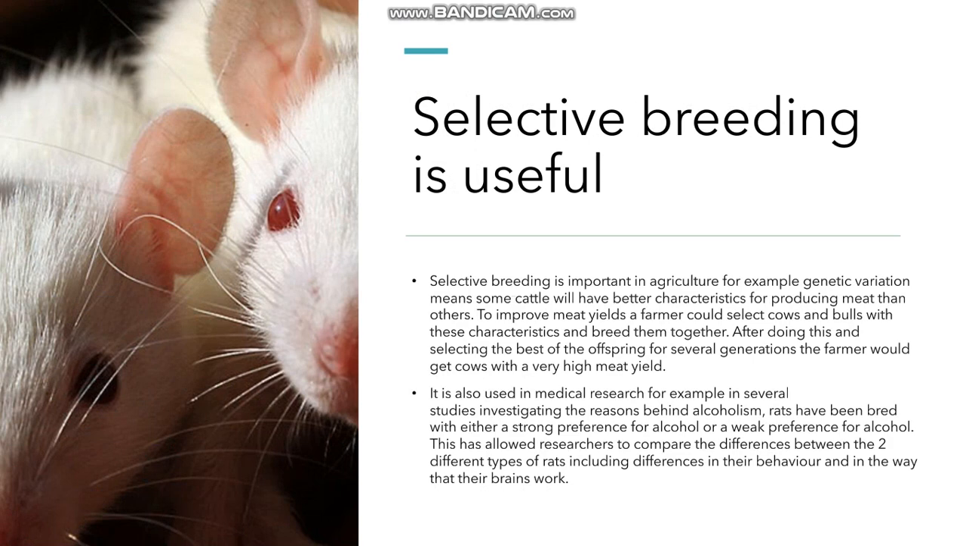It is also used in medical research. For example, in several studies investigating the reasons behind alcoholism, rats have been bred with either a strong preference for alcohol or a weak preference for alcohol. This has allowed researchers to compare the differences between the two different types of rats, including differences in their behavior and the way that their brains work.